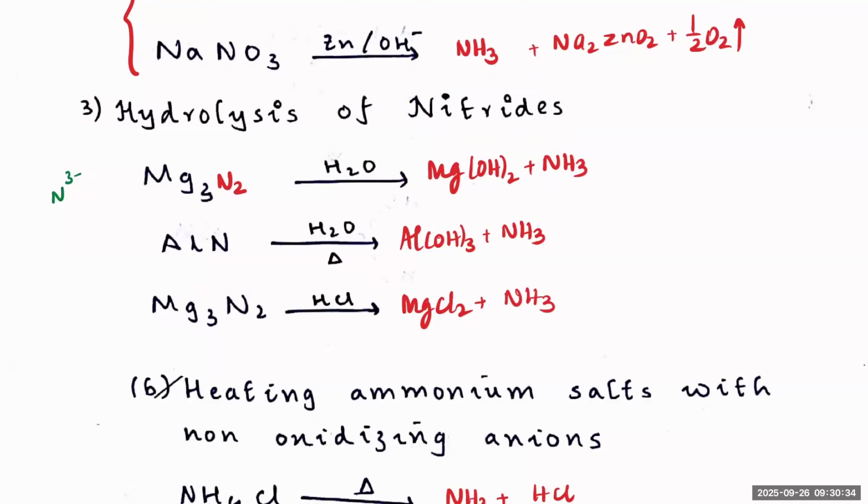Nitrides usually undergo hydrolysis because they have N3 minus. So they can take H plus very easily from water and convert themselves into ammonia.